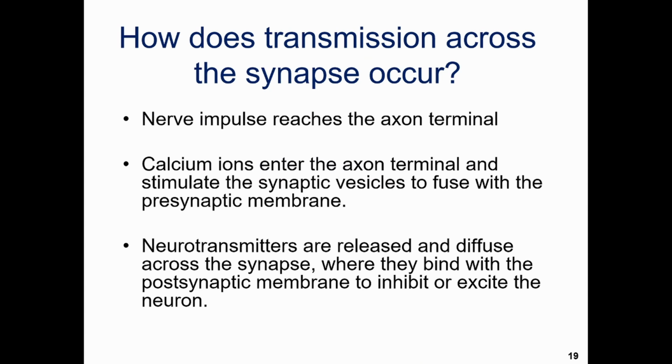So the nerve impulse reaches the axon terminal. Calcium ions are going to come in, and they're going to tell the vesicles to fuse with the membrane to dump the neurotransmitters into the synaptic cleft or the synaptic gap. And the neurotransmitters are released into that space where they can then bind with the postsynaptic membrane, the receiving neuron, to tell that neuron either, hey, go ahead and send an excitatory signal, or they can inhibit that process.